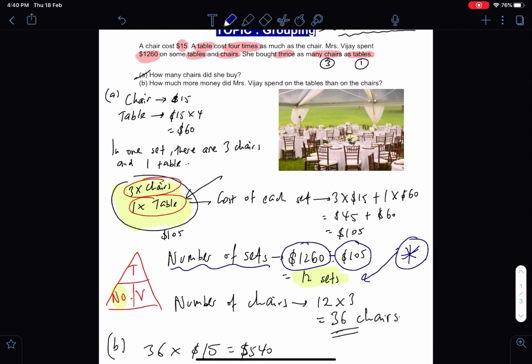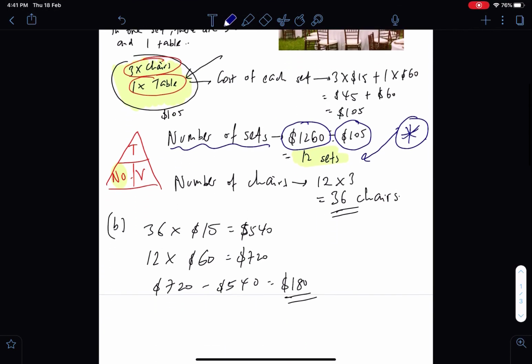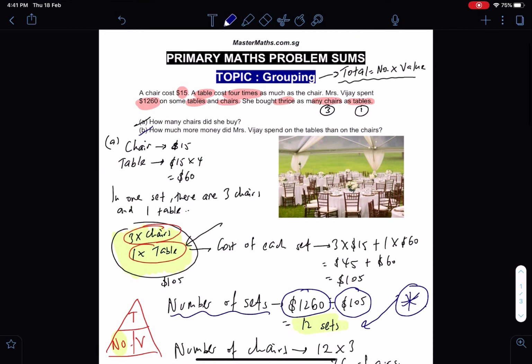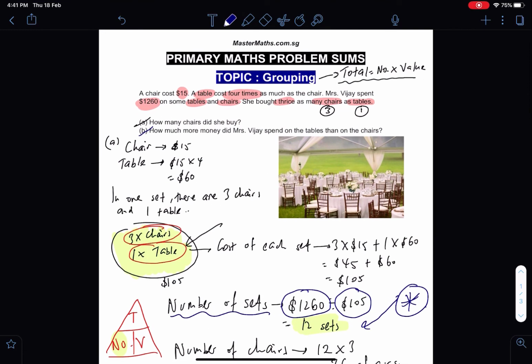So grouping is a very important, useful technique that you can learn for problem sums. Go ahead, pause this video, try this question out, select similar grouping type questions and try them out as well.